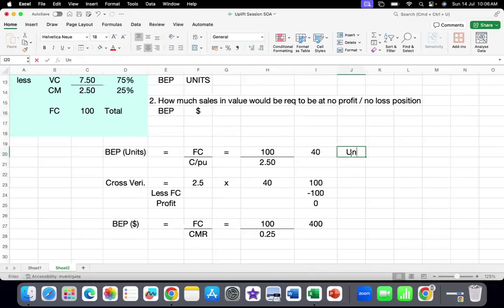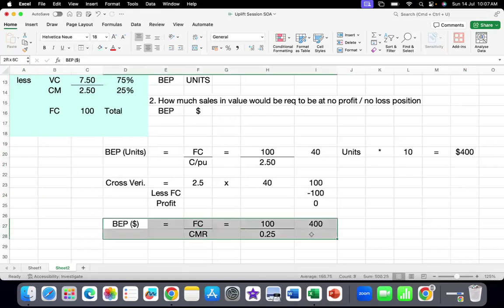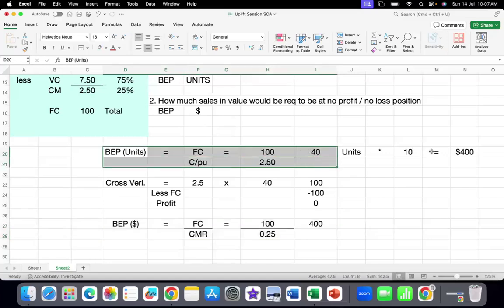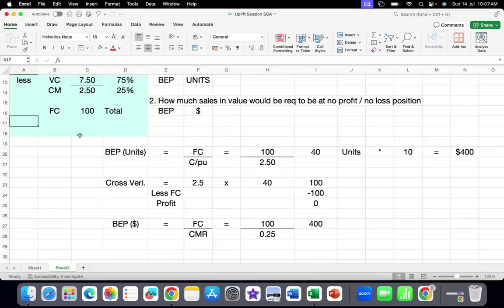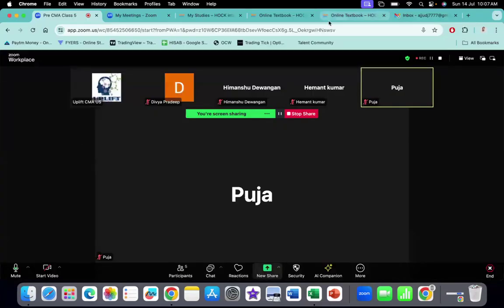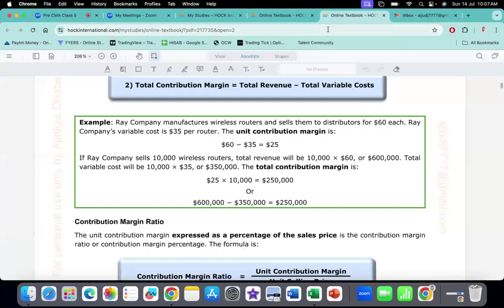If these are units, if this is 40 units, you can multiply it by the sale price, which is 10. So your answer comes to $400. So my point is, there are multiple ways to calculate it. Some can directly use the contribution ratio and get an answer. Some might want to use the units initially and then multiply it by the sale price. Either way you can do it. So let's quickly move on to one of the examples right here.